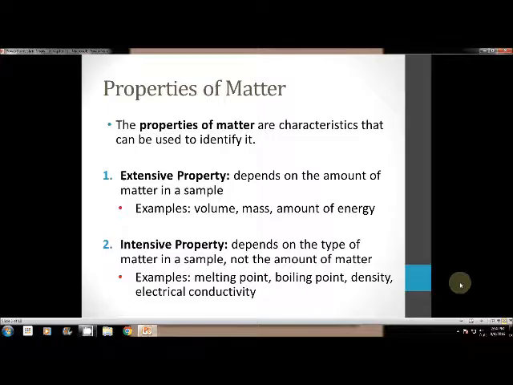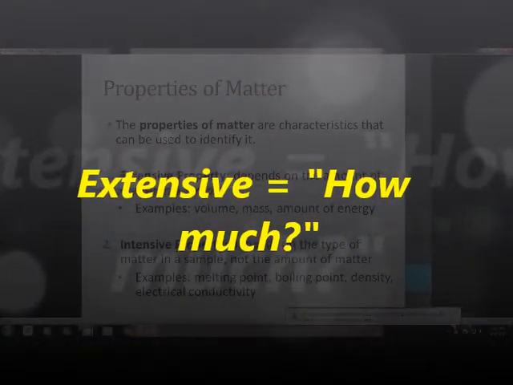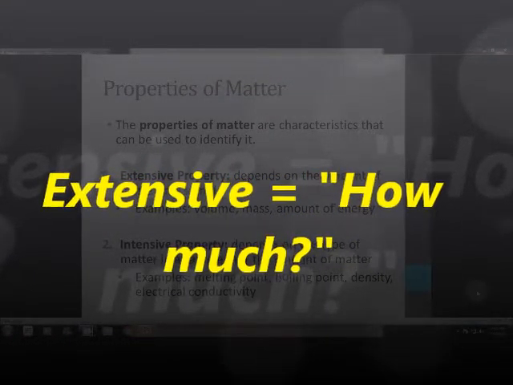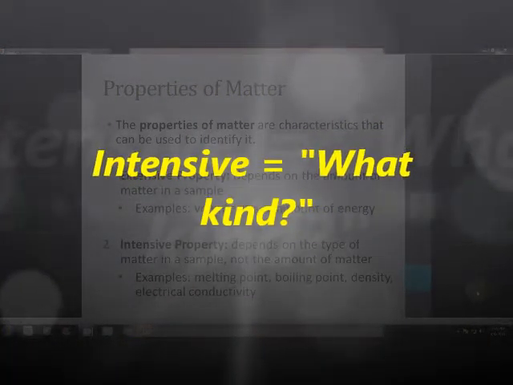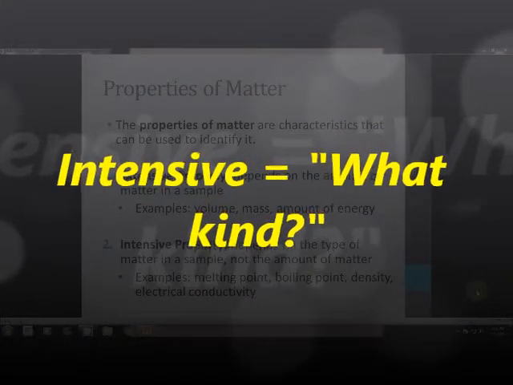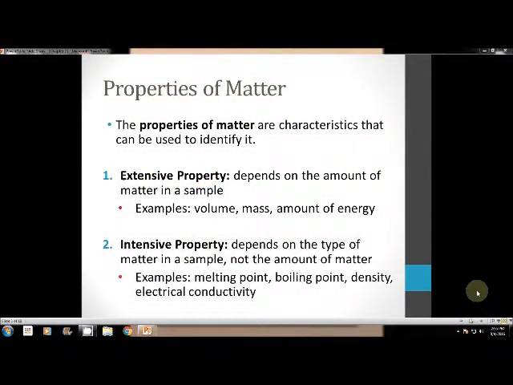So the two questions I like to ask myself, because these are kind of hard and they get confusing. Extensive property, since it depends on the amount of the matter in the sample, I like to ask the question, how much? It answers the question, how much is there? Intensive depends on the type, so I say, what kind? So when you're trying to distinguish between these two, think how much for extensive and what kind for intensive.